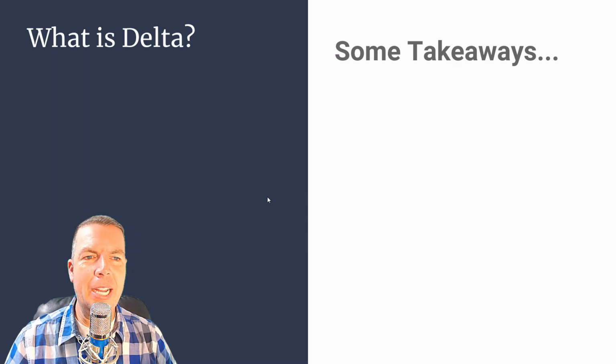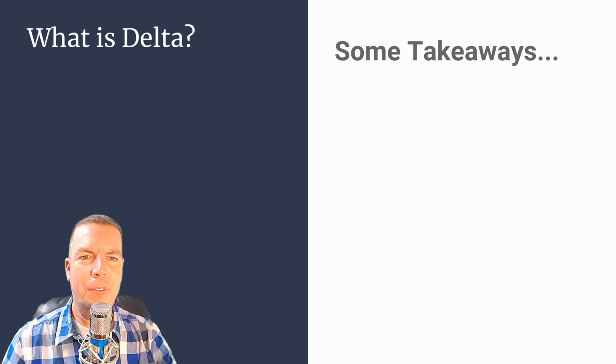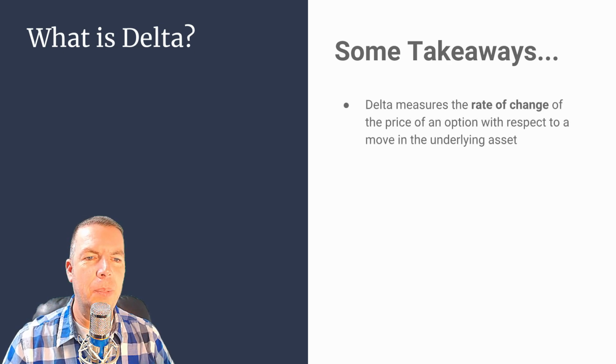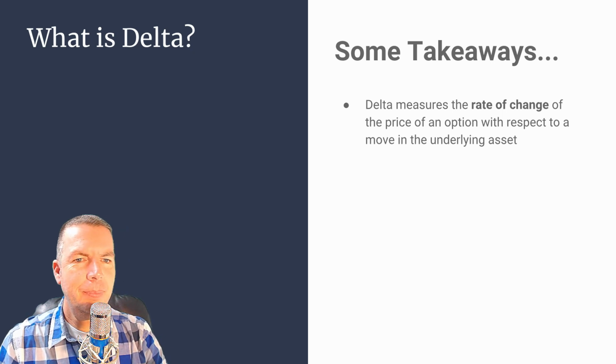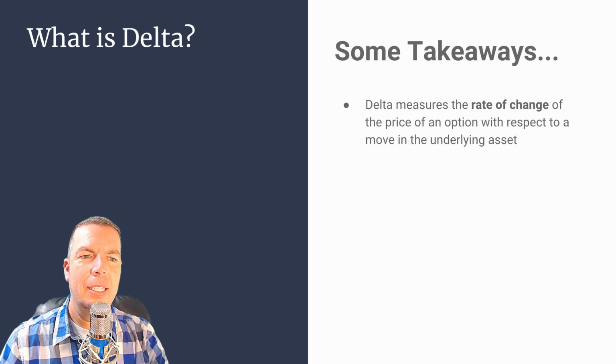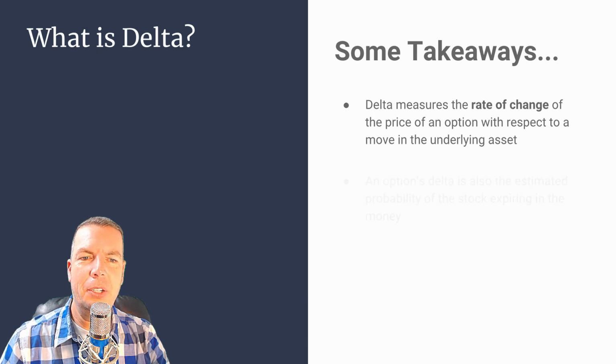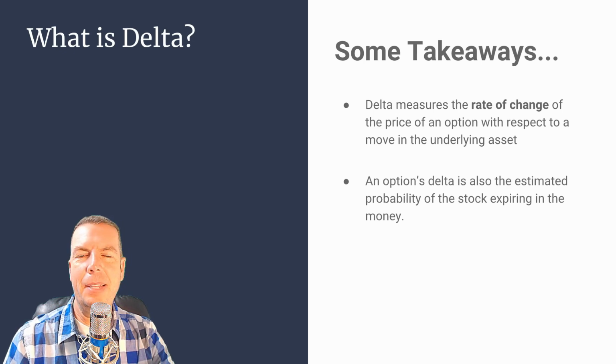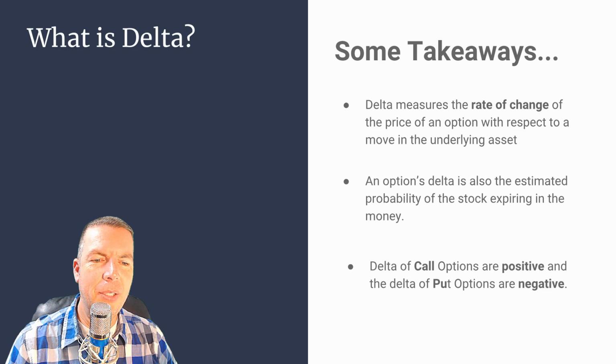So let's look at some takeaways today from our video. Delta measures the rate of change of the price of an option with respect to the move of the underlying asset. An option's delta is also the estimated probability of the stock expiring in the money. And then also, the deltas of call options are positive and the deltas of put options are negative.